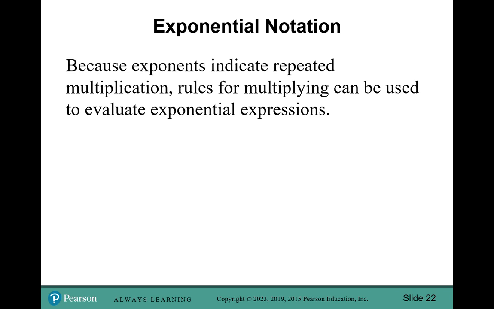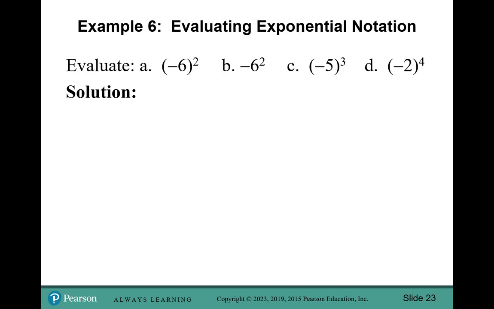Let's look at some exponential notation. Because exponents indicate repeated multiplication, rules for multiplying can be used to evaluate exponential expressions. So, we're going to evaluate negative 6 squared for A. We are going to evaluate negative 6 squared for B. We are going to evaluate negative 5 to the third for C. And for D, we're going to evaluate negative 2 to the fourth.